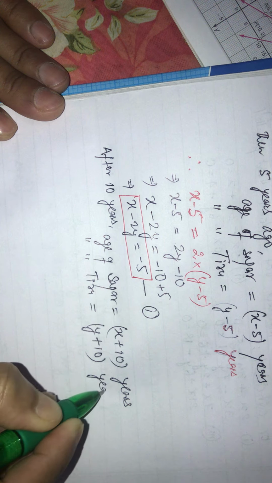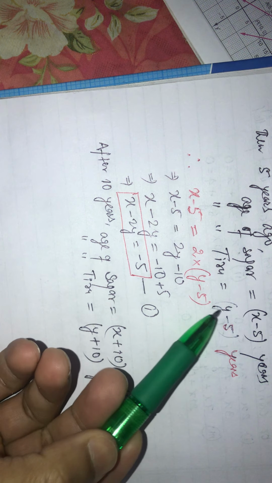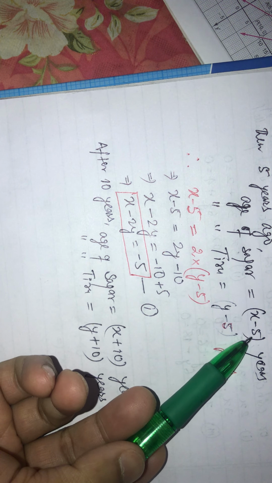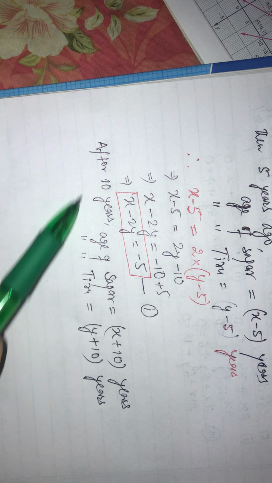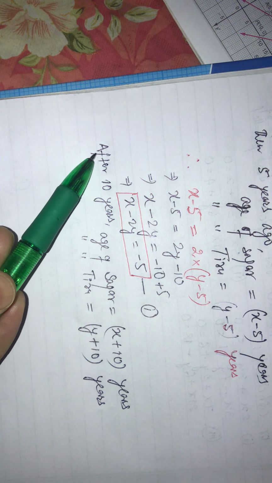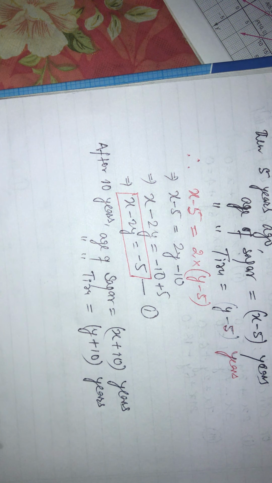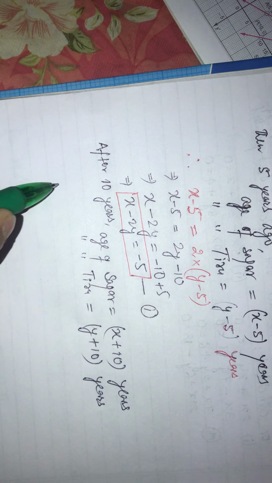Okay, so don't get confused about this plus and minus. In the earlier case the minus was because 5 years ago was mentioned. Here I am using the plus sign because it says later, 10 years later, 10 years after. So this is how we get the age after 10 years. Now let's compare their age.